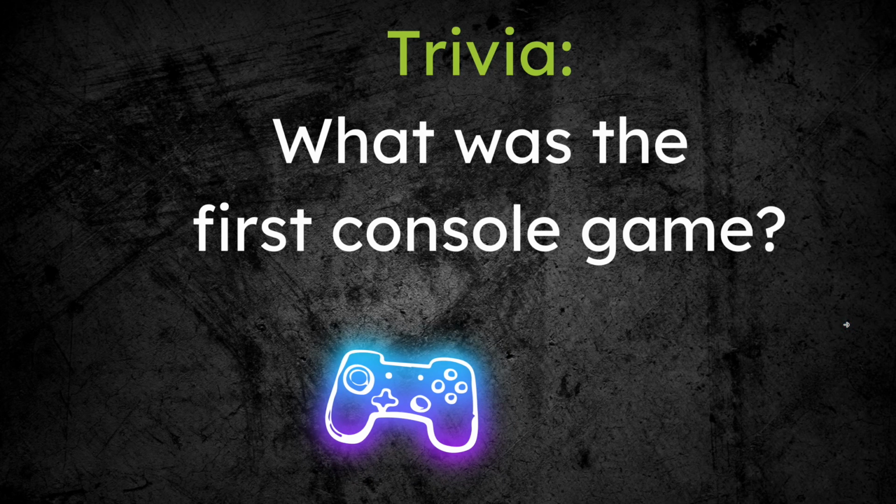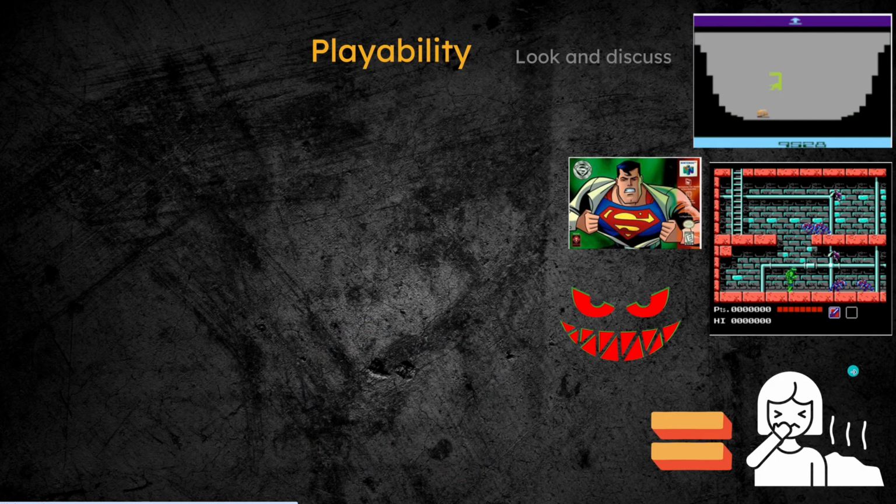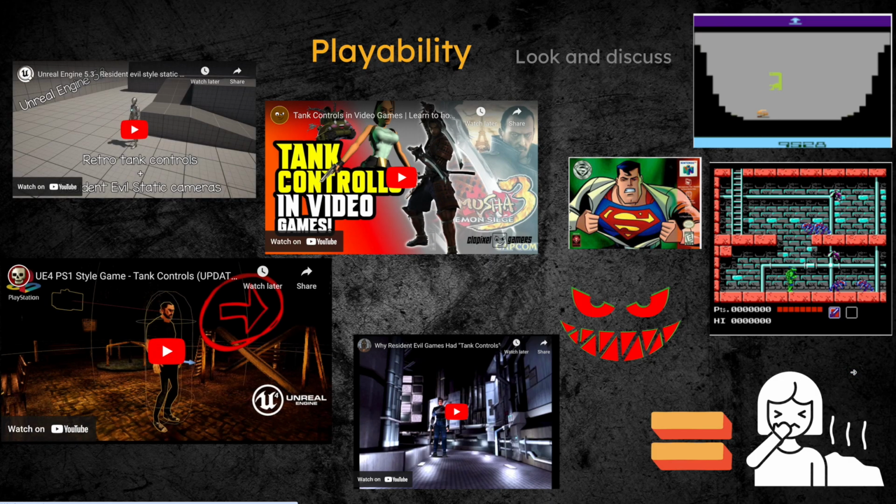All right. So again, what was the first console game? Make sure that you look that up and have that in your notes. Now, this slide is going to have a lot of information in it. So you're going to have to work your way through it, watch these videos, click on them, it'll play. But basically, playability is how everything works.